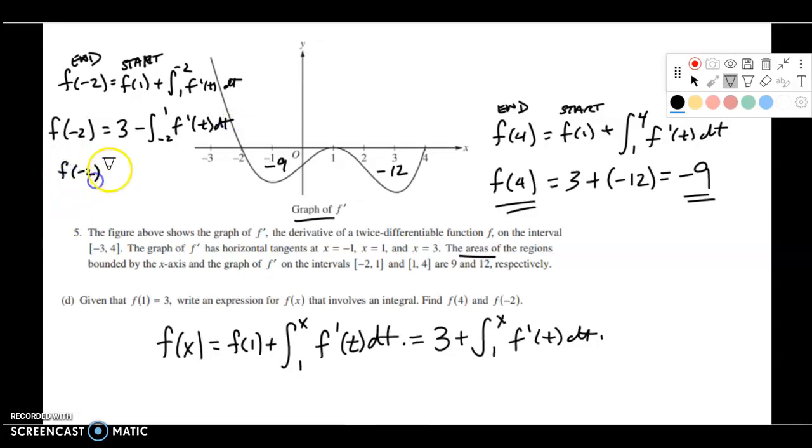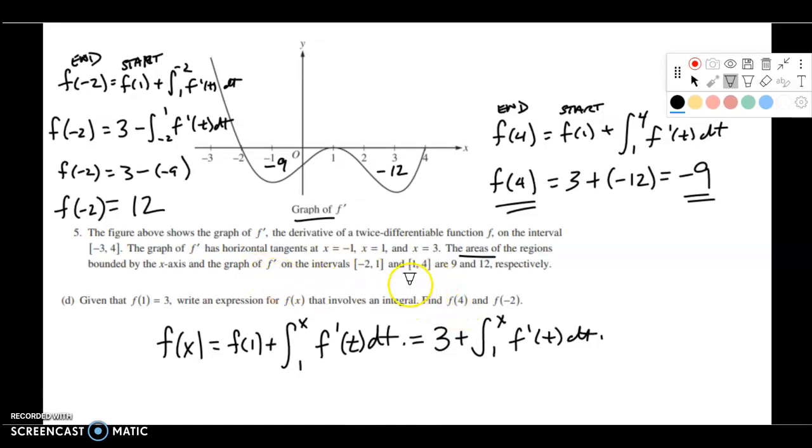So that's going to be 3 minus the integral from -2 to 1 of f prime, that's the area underneath this curve again. So the area underneath the curve from -2 to 1 is -9. So now we have 3 minus -9, which is 12. So f of -2 is 12. And those are your answers to these 3 questions that they're posing here in part D.